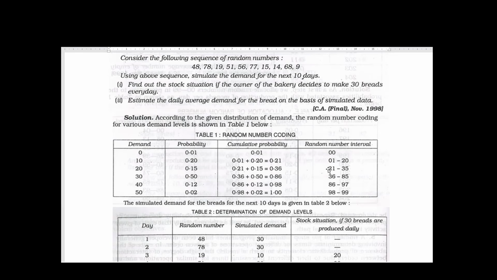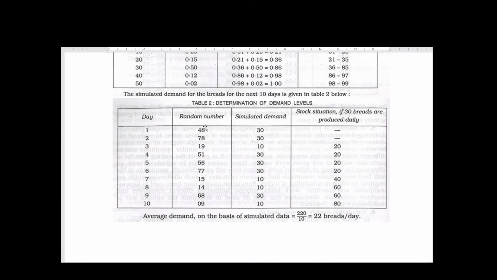78 will be between 36 to 85 again, and my second day demand is also 30. The third random number is 19. So 19 will fall between the first interval, 01 to 20, and hence my third day demand is 10. So similarly we will complete all these demands, and you will get the simulated demands here.